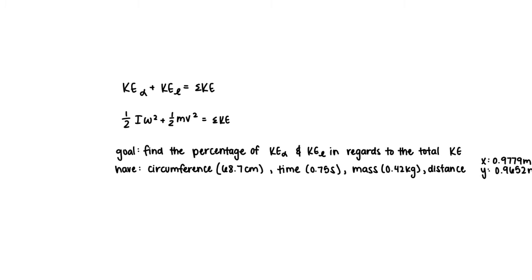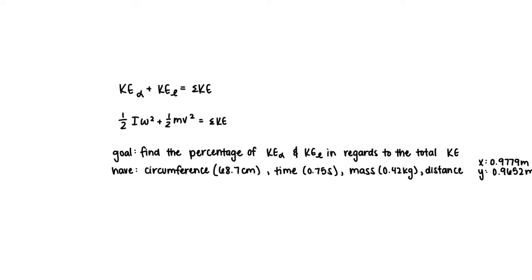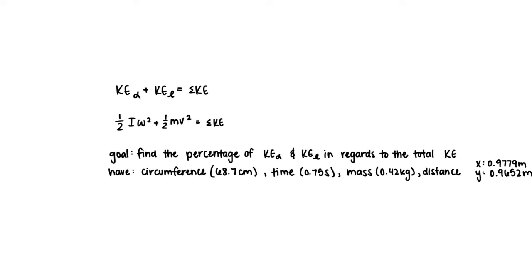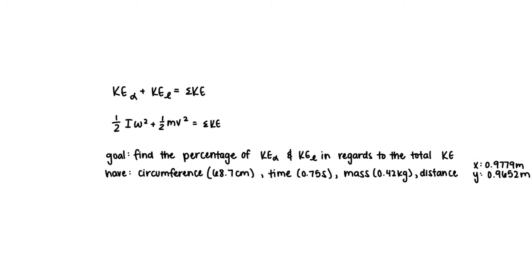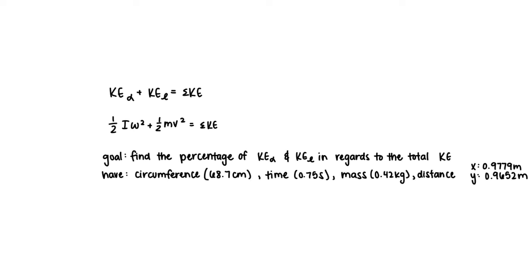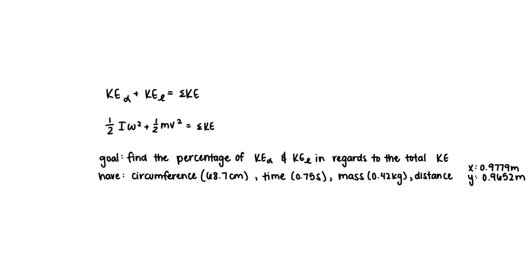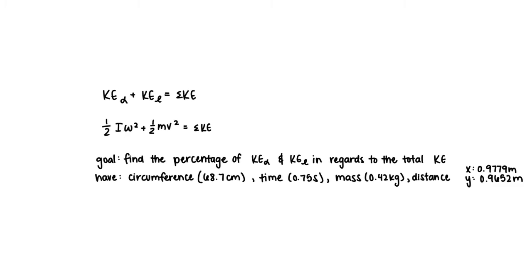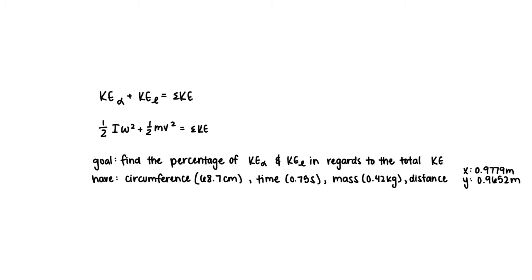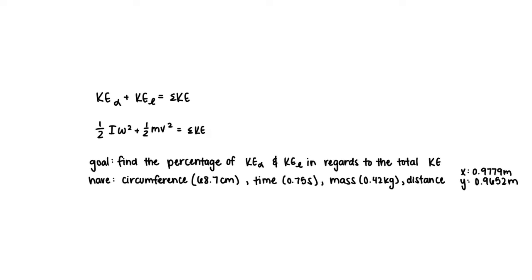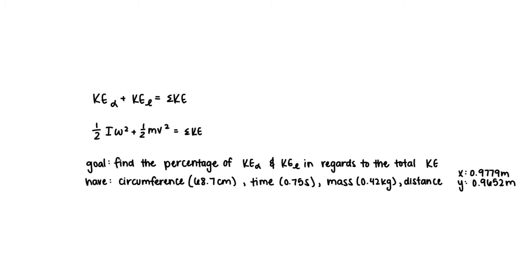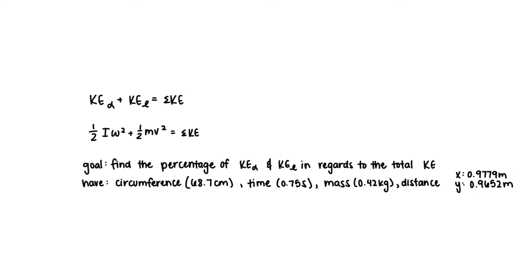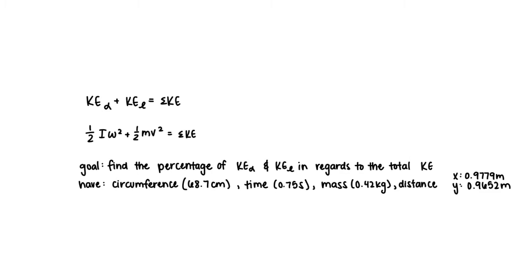So the angular kinetic energy and the linear kinetic energy is equal to the total kinetic energy, which means that 1/2 I ω squared plus 1/2 m v squared equals the total kinetic energy. The goal is to find the proportion of angular kinetic energy and linear kinetic energy to the total kinetic energy. We have the circumference, the time, the distance, and the mass. This is for trial 1 of the soccer ball.